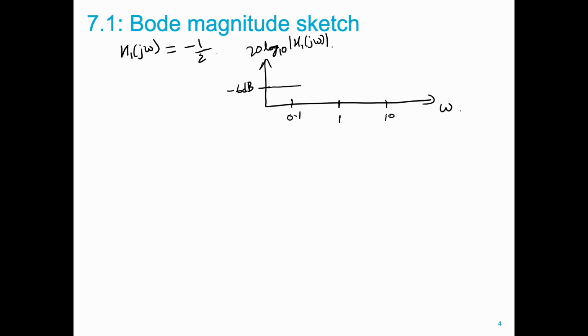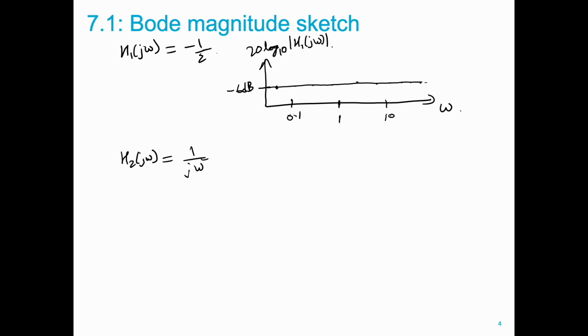So the magnitude sketch of the absolute value of H1(jω) is a flat line at minus 6 dB. What this means is that H1(jω) results in a constant gain of minus 6 decibels at each and every frequency. Now let's take a look at the second building block, which is just 1 over jω, because H2(s) is 1 over s.